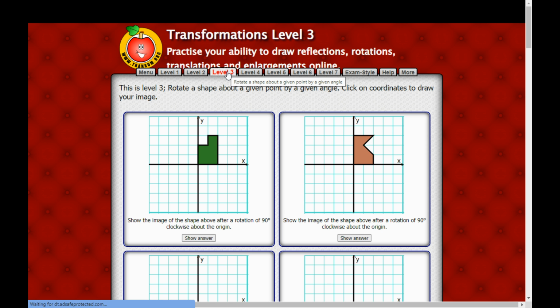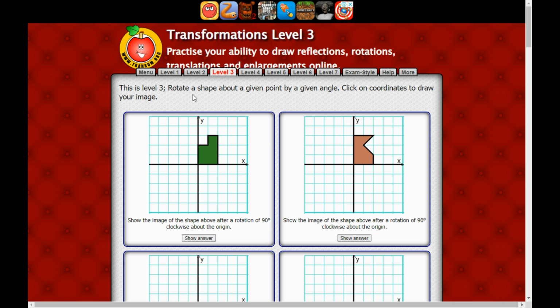Let's have a look at level 3 now. Level 3, they asked me to rotate the shape about the given point. This one, they asked me to rotate it 90 degrees. So that means, remember this coordinate over here, which is at the moment, that coordinate is 2 to the right and 3 up.